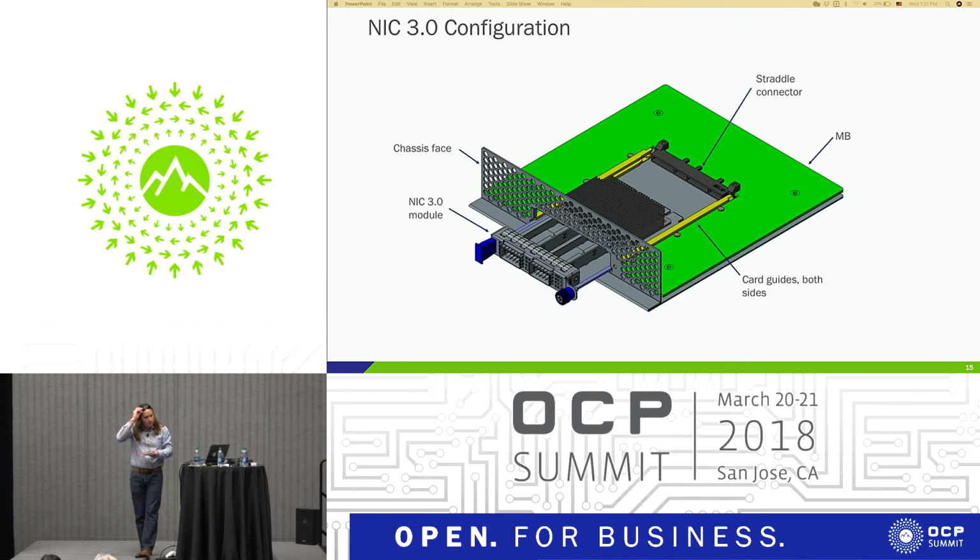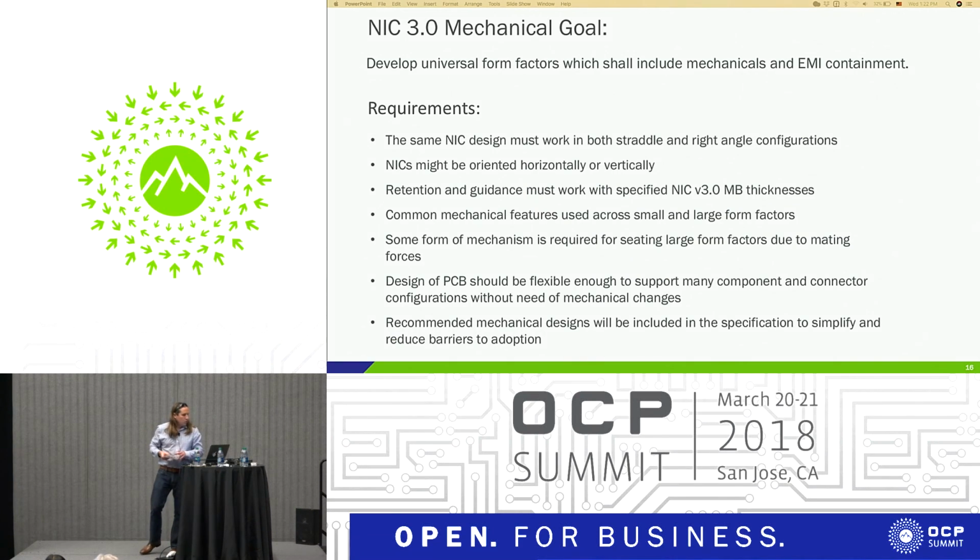That was one of the things that the mechanical group really focused on, was all the different goals that we wanted to achieve with this, because we had all kind of had similar experience with 2.0, implementing 2.0 into our chassis. So we wanted to try to build on that experience and bake it into 3.0. So these were some of the mechanical goals. The overriding one was develop a universal form factor that should include EMI containment. This was something that everybody could easily agree with. Some of these other things, this is along the list.